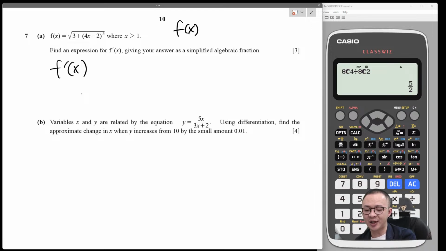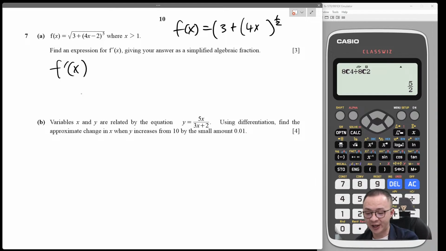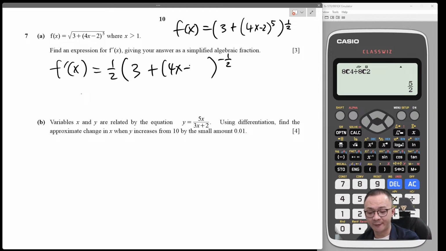Okay, this fx, right, is power half, because square root is a power half. Sorry, this is 4x minus 2 power of 5, bracket power half. Okay, bring the 1 over 2 to the front. Whatever inside will copy. This one minus 1 become negative 1 over 2. So whatever inside will just copy.